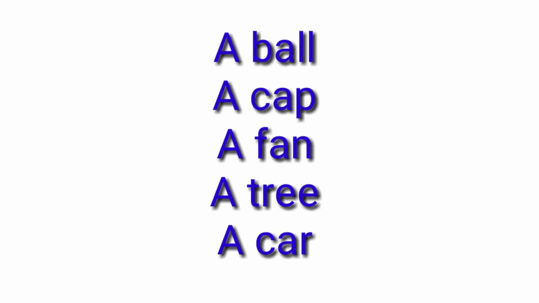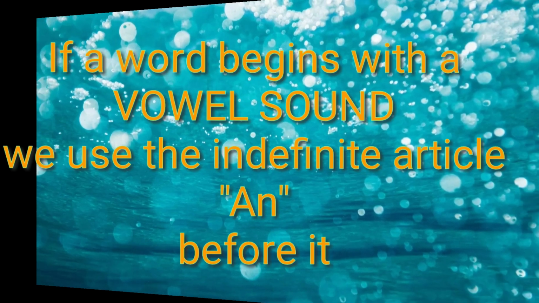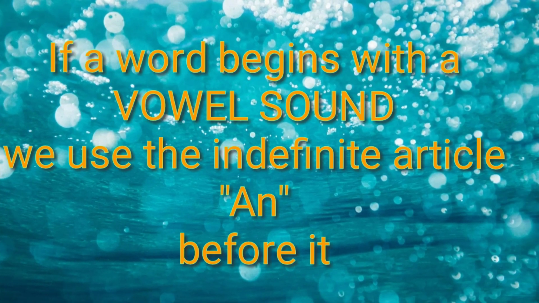Here we have some more examples for article a. That's a ball, a cap, a fan, a tree, a car. Now we can introduce article an with a simple definition with many examples. If a word begins with a vowel sound, we use the indefinite article an before it.